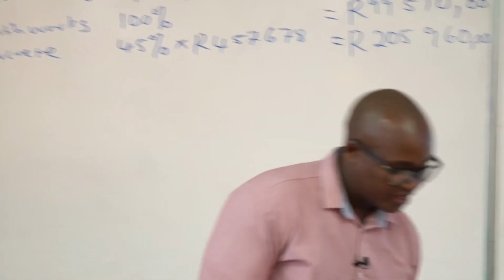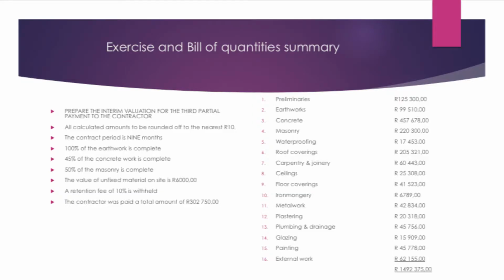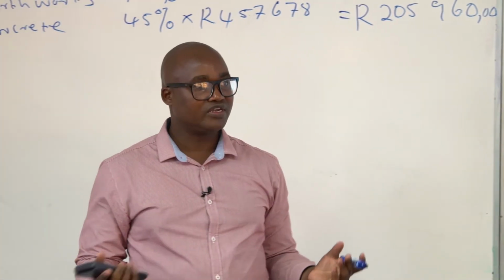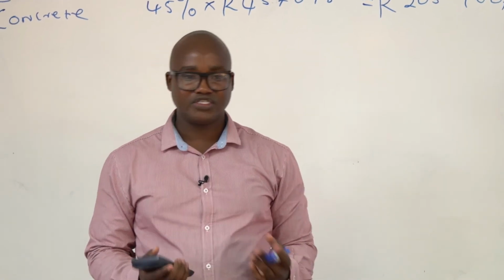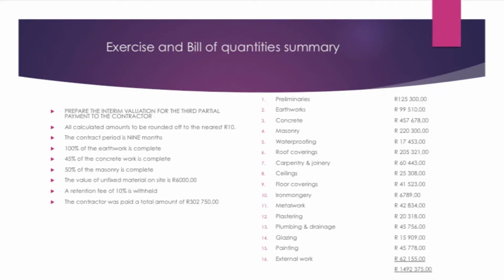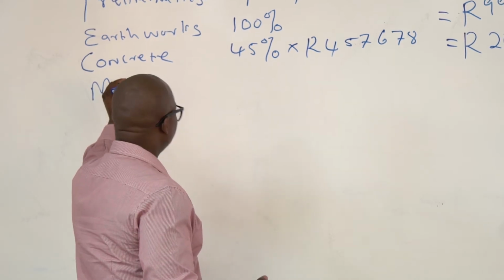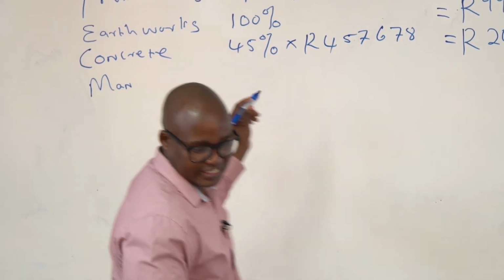And moving to the next one, we have the masonry. Masonry are the bricks. Anything that involves bricks, we call it masonry. The masonry is 50% completed.